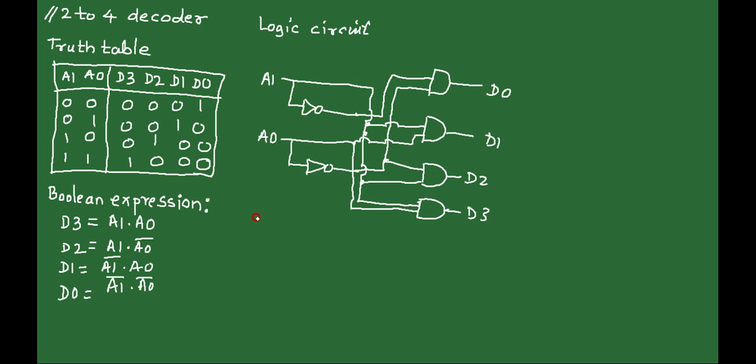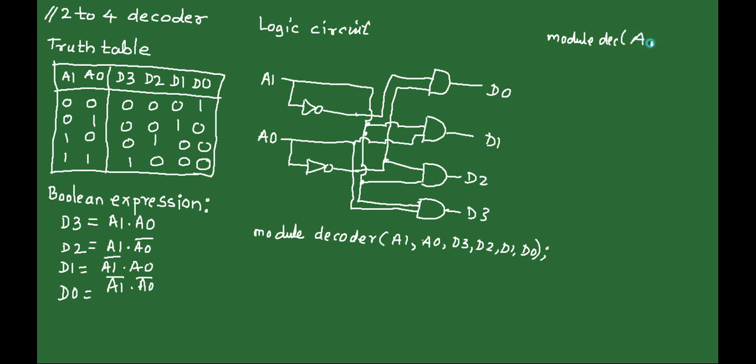We'll write a Verilog code for 2 to 4 decoder. You have got two options for defining inputs and outputs. You can define inputs separately, A1, A0, D3, D2, D1 and D0. Or one more method, module decoder A, D.